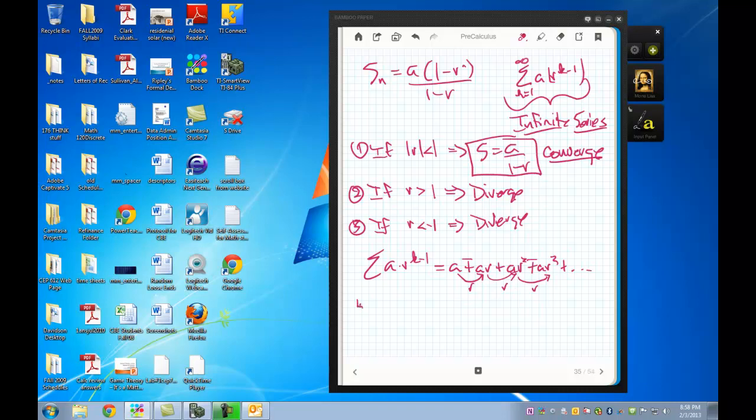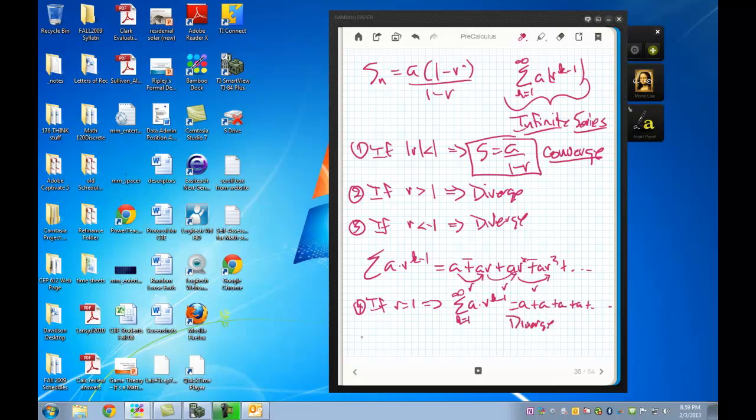Now, think about this one. What happens if r equals 1? Well, doesn't that imply that my sum of a times r to the k minus 1 is just going to be, if r equals 1, a plus a plus a plus a plus dot, dot, dot. No matter how small, infinitesimally tiny a is, if I add it to itself an infinite number of times, remember this is an infinite series, if I go 1 to infinity, I'm going to add it up an infinite number of times. Infinity is patient. It takes its time. Eventually it too will diverge.